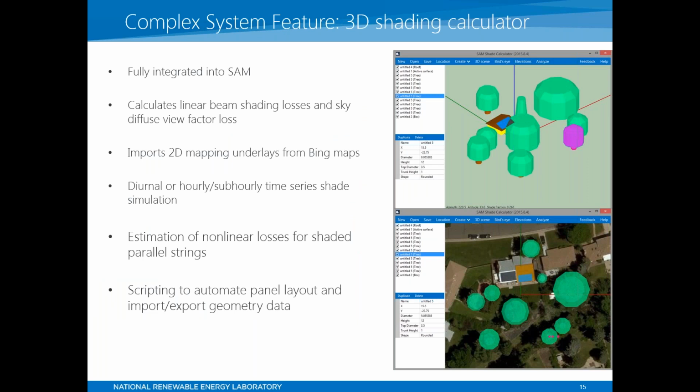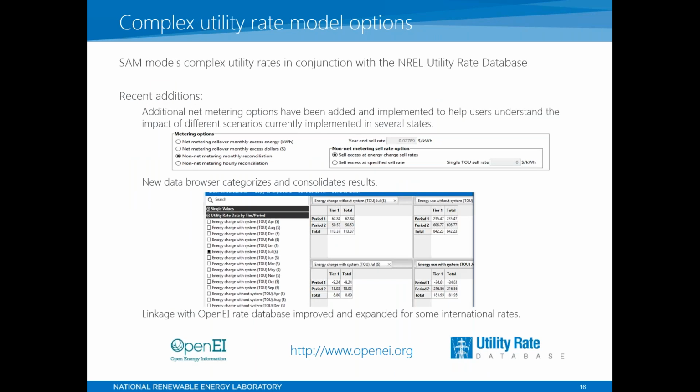We also have the ability to do detailed 3D shading. This is fully integrated into SAM. As you can see here, you can drop your lollipop type trees all around your solar panels, and you can look at the impact of shading around you. You can pull in a Google image underneath, and this can take a while to learn and figure out, but it is quite capable. And then complex utility rates: we work with a group here at NREL that builds the utility rate database, and we have several people populating most of the major urban areas for utility rates.